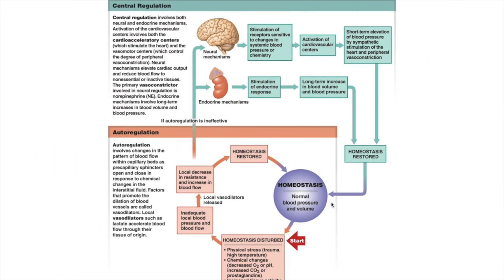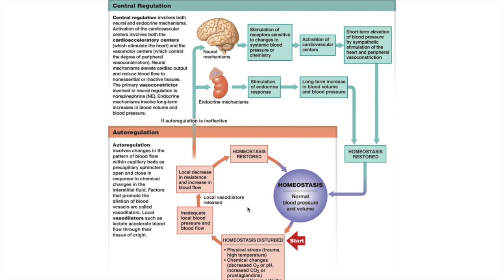Blood flow is regulated by autoregulation and central regulation. Autoregulation is more local, so if there's inadequate blood flow to an area, the blood vessels leading to that area will dilate to try to increase blood flow. So for example, if you start to run a race, your legs are going to need more blood, and so the blood vessels going to your legs are going to dilate to provide more blood.